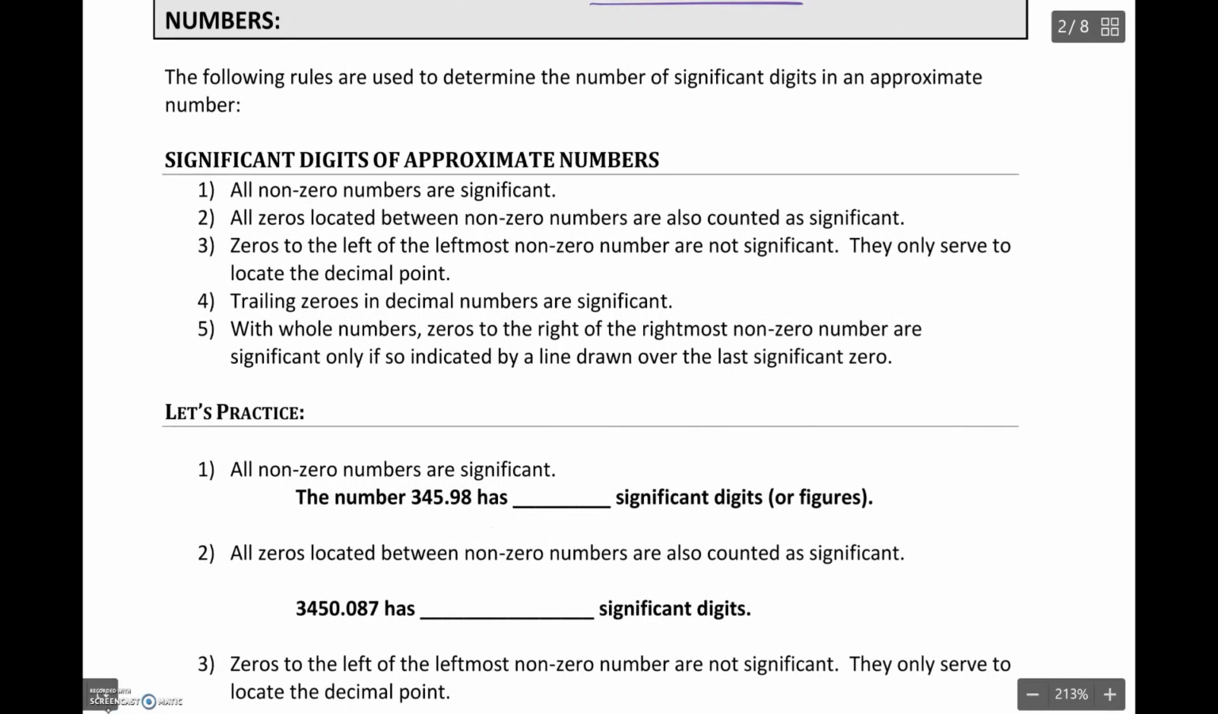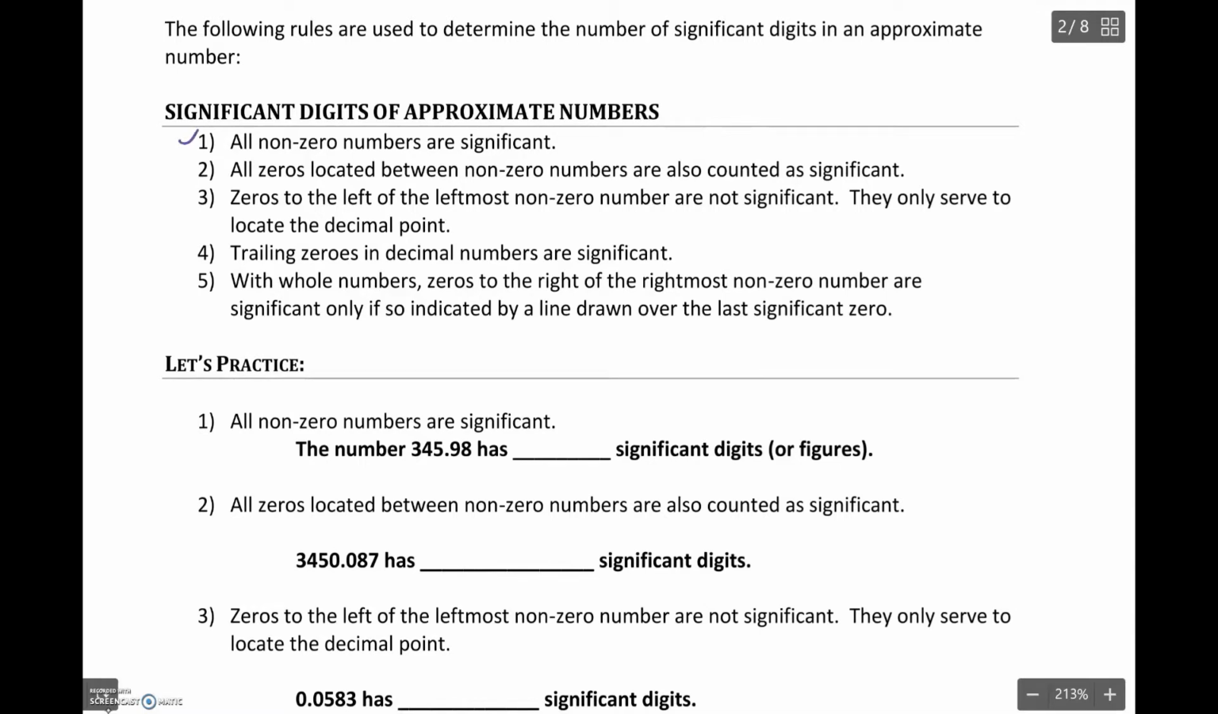So there are 5 rules here that we'll consider. The first one is that all non-zero numbers are significant. So 1 to 9 would be significant, but 0 sometimes significant, sometimes not. And we'll see when it is, when it isn't. So number 1 here, 345.98. All these numbers are non-zero, so there will be 5 significant digits. 1, 2, 3, 4, 5.